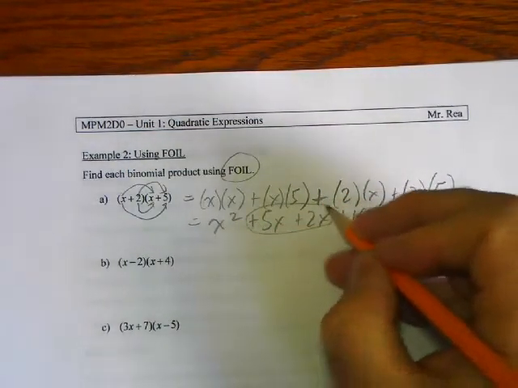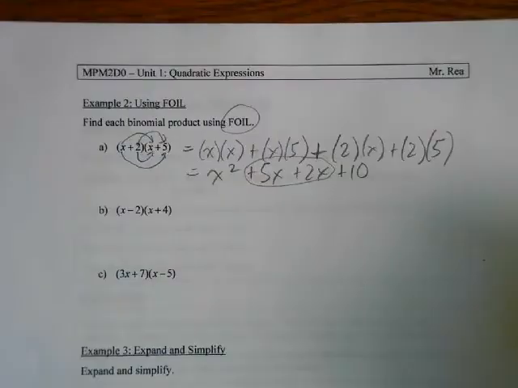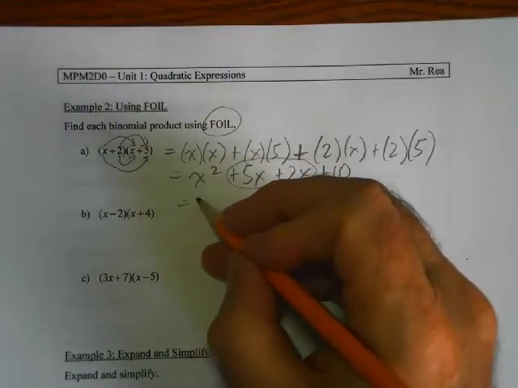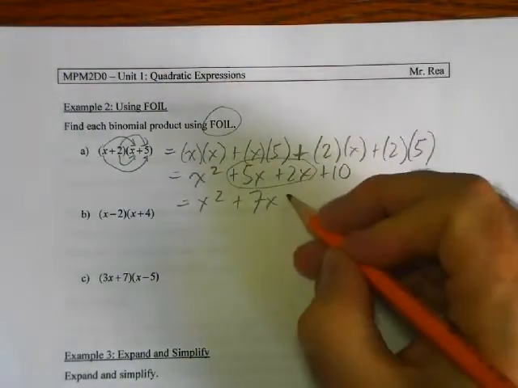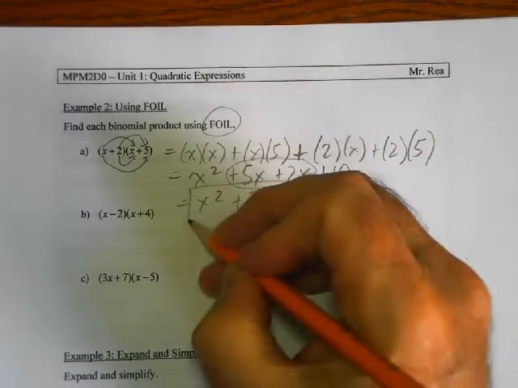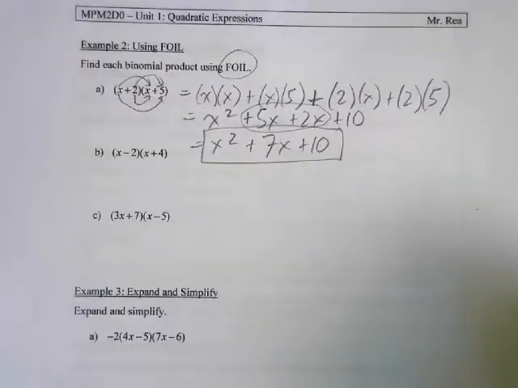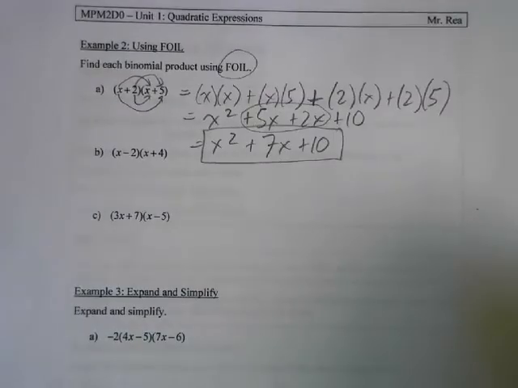And remember, we have to simplify, meaning combine the like terms. So in this case, it's going to equal x squared plus 7x plus 10. And that's our final answer. And if you did it using matrix, you would get the same result.